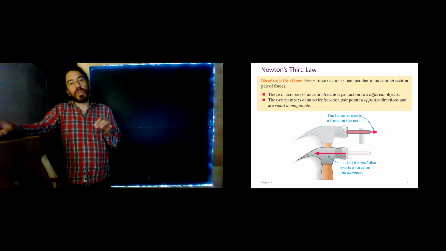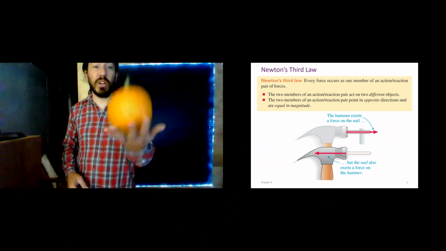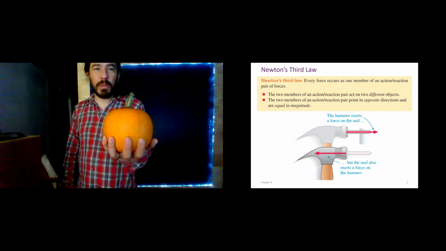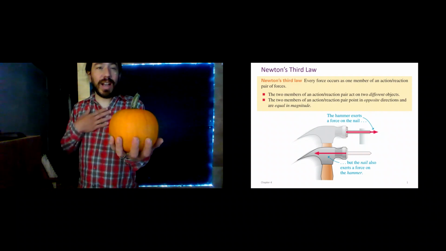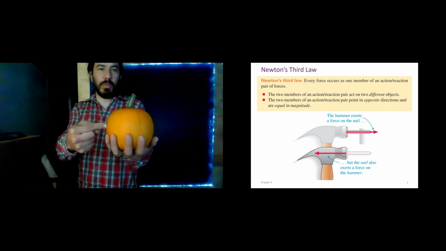Recall when we first introduced forces, we talked about how every force is on an object, right? We call that the object of interest. So if my object of interest is the pumpkin, and I apply a force, then I am the agent, and the pumpkin is the object. I apply a force to the pumpkin.